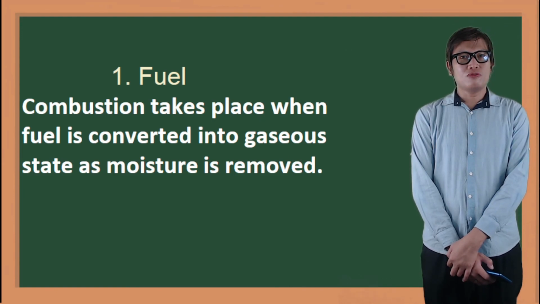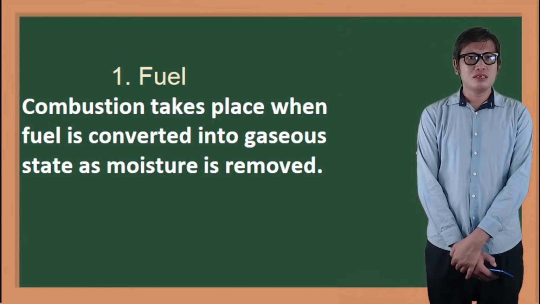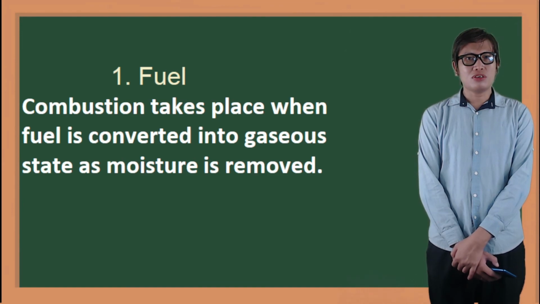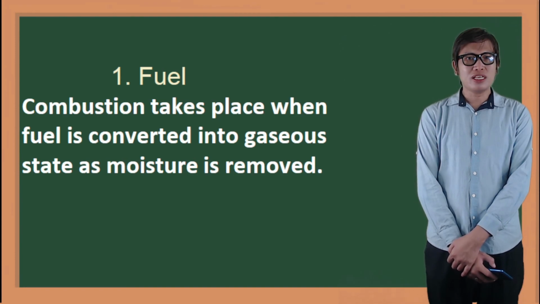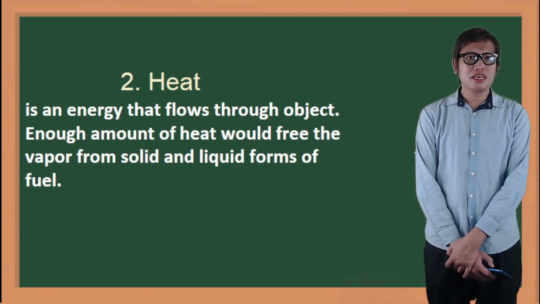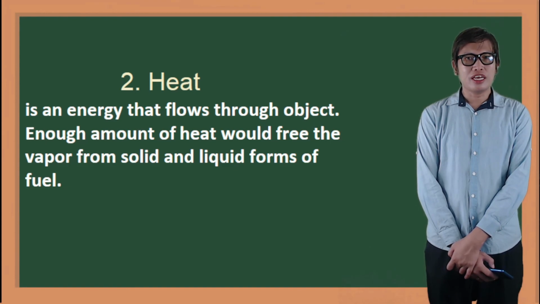Next, we have discussed the first ingredient of the triangle, which is fuel. Fuel is any material that can be burned, such as solid, liquid, or gas. Combustion takes place when fuel is converted into a gaseous state as moisture is removed. Then, the number 2 component, heat, is an energy that flows through objects. Enough heat would free the vapor from the solid and liquid forms of fuel.